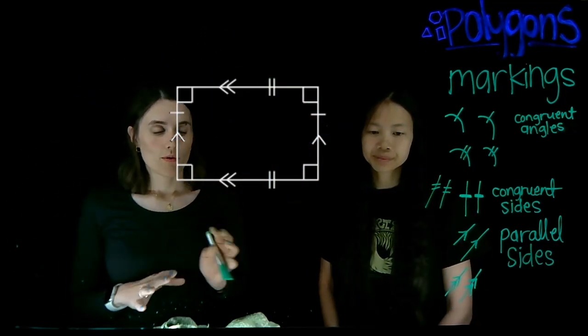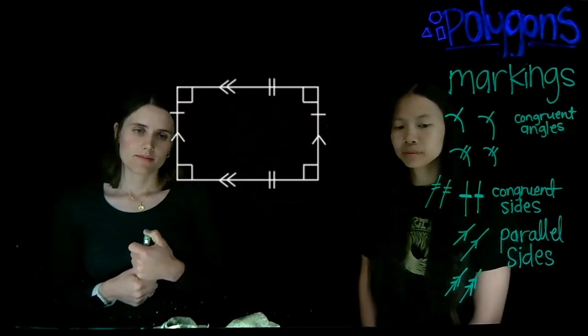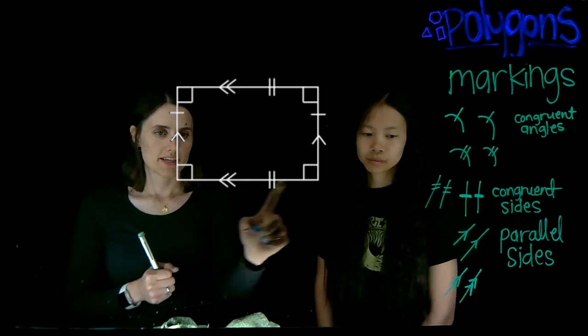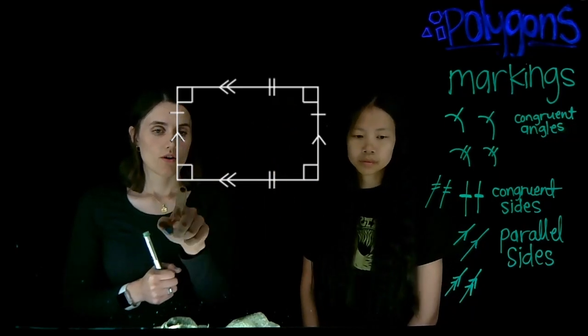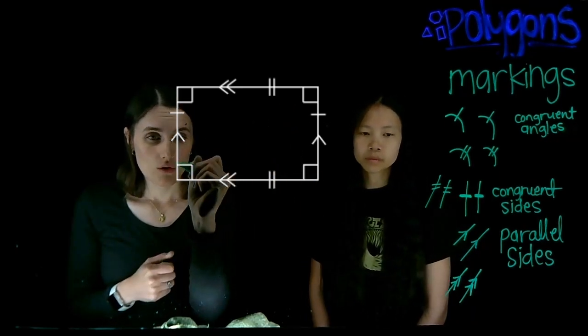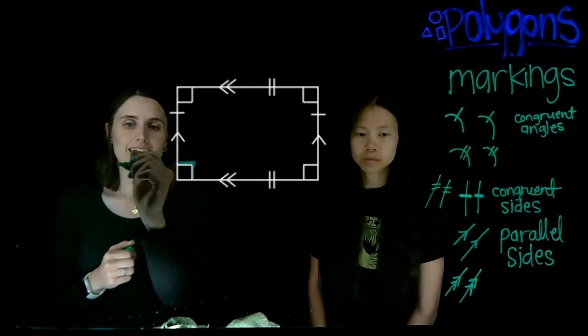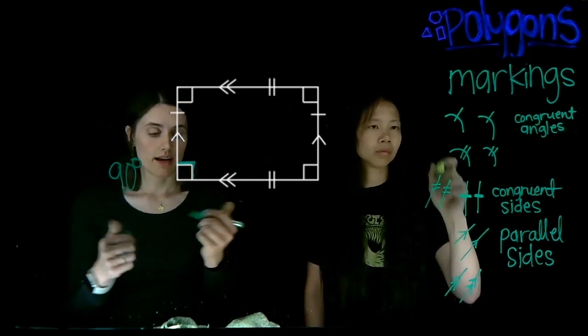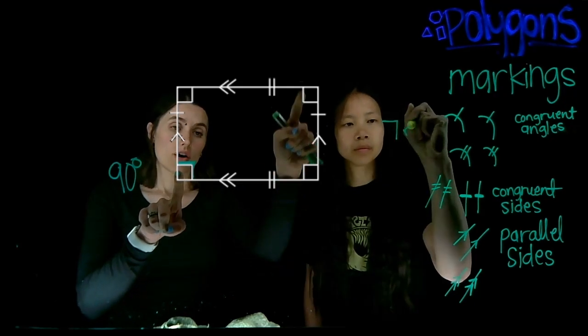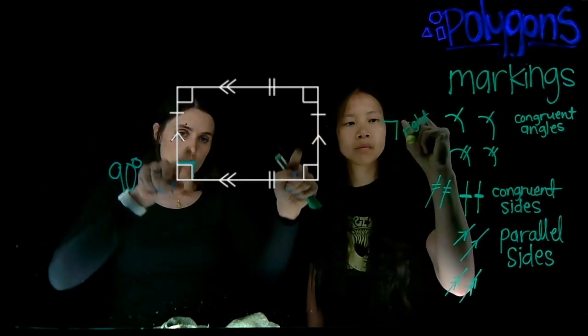All right, and there is one more marking on this rectangle that we haven't talked about yet, and that is this box in each corner of this rectangle. And so when there is a box in the corner or the angle spot instead of a tick mark, it tells us that it is a 90-degree angle or a right angle. And so each of these angles are 90 degrees, and so each of these angles are congruent to each other.